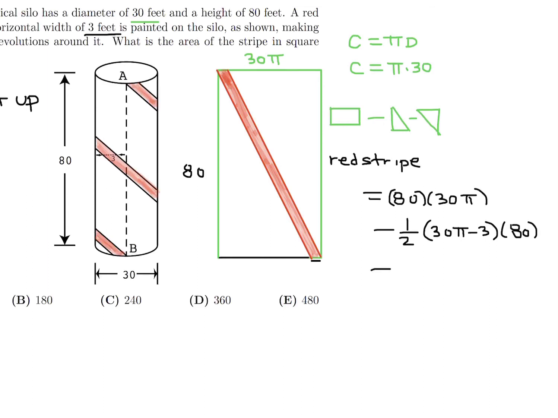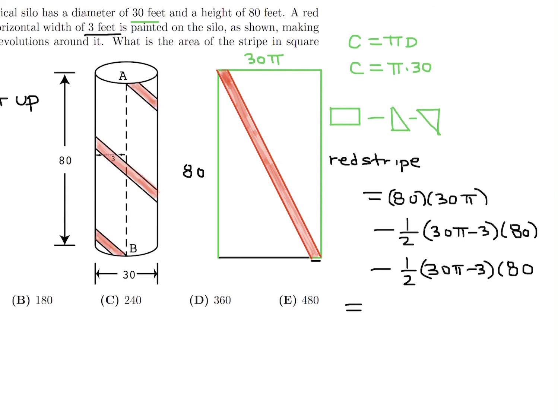And similarly, you're going to subtract this triangle. And that triangle is pretty much the same. 1/2 base. The base is from here to here. And be careful, it's not the full 30 pi. It's 30 pi minus that. And that is 3. So again, 30 pi minus 3. And times the height, which is 80.